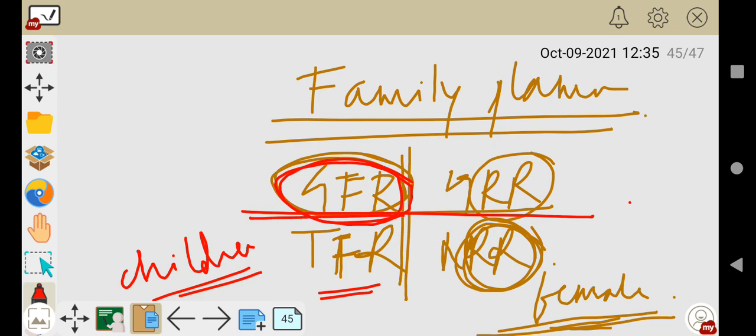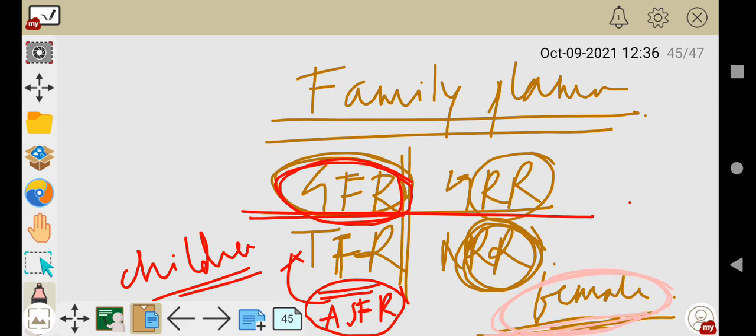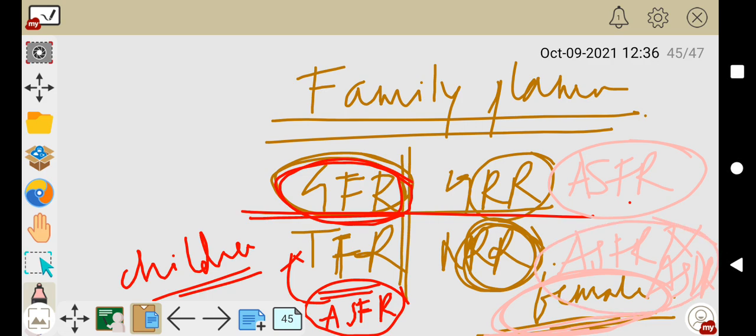And TFR is total fertility rate, the number of children she will bear using age specific fertility rate. Okay, this will come in TFR, age specific fertility rate, correct? Now in GRR, same, the number of daughters or female children that a woman would bear using age specific fertility rate. And in the case of NRR, the number of daughters she will bear using age specific fertility rate and age specific death rate. I think it is clear, right? So often these definitions are asked, to confuse you.